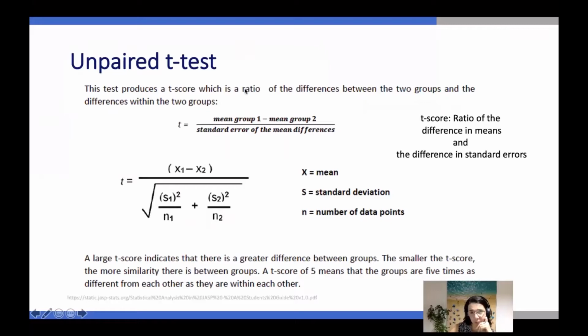So here's the formula. You're going to have the ratio between the difference of the means and the standard error of the mean differences. A large t-score is going to indicate that there is a bigger difference between the groups, and the smaller the t-score, the more similar the means are. A t-score of 5 indicates that the groups are 5 times as different from each other, or their means are 5 times as different as they are within each other.